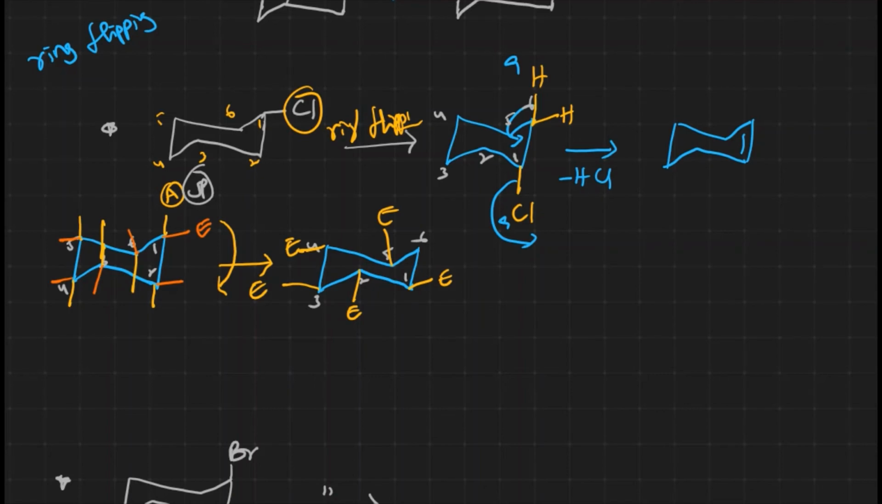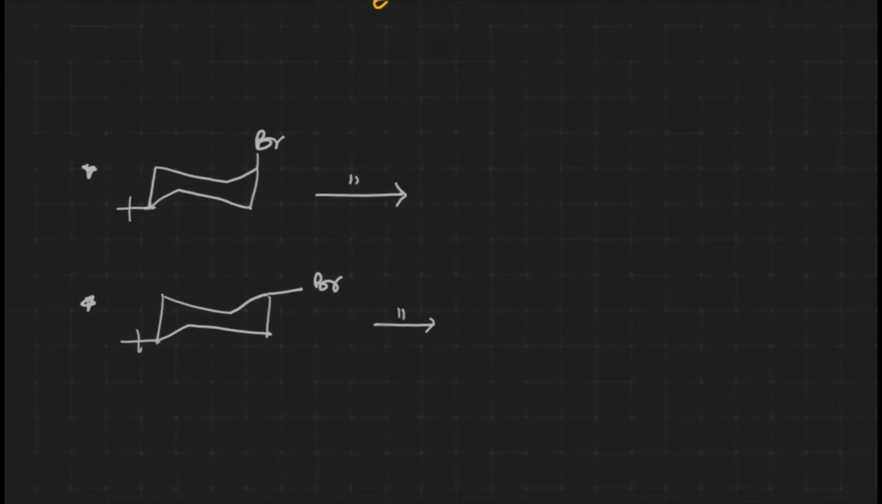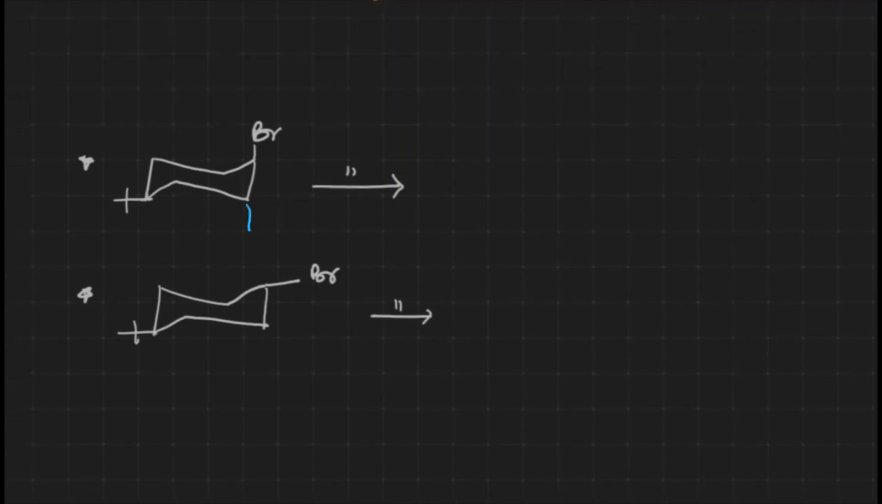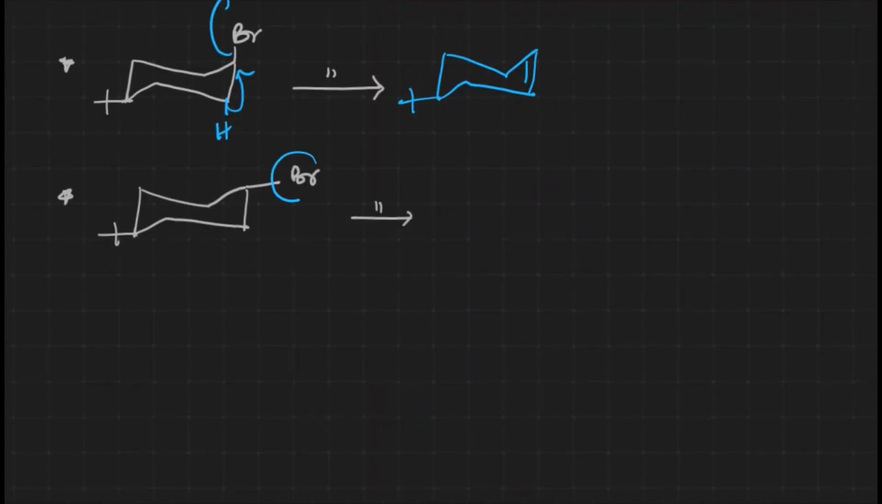In these kinds of compounds, ring flipping will be helpful. Let me take this particular reaction also. We have bromine and a halogen trans to one another, meaning diaxial to one another. What happens? Bromine gets out and hydrogen donates the bonds, and formation of an alkene takes place. Now here we have bromine at the equatorial position, right?